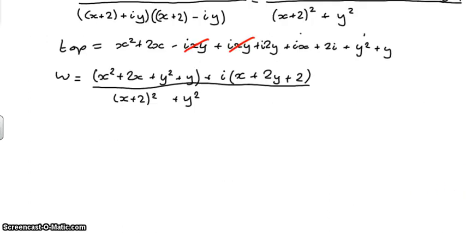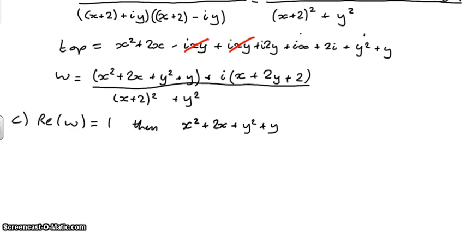Part C, we said hence, which means we must use that formula that we've got. Show that when real w equals 1, the points x, y lie on a straight line L1, and write down its gradient. So, if real w equals 1, then the real part, we can ignore the imaginary part for the moment, the real part, the top of this, divided by the bottom, must equal 1.